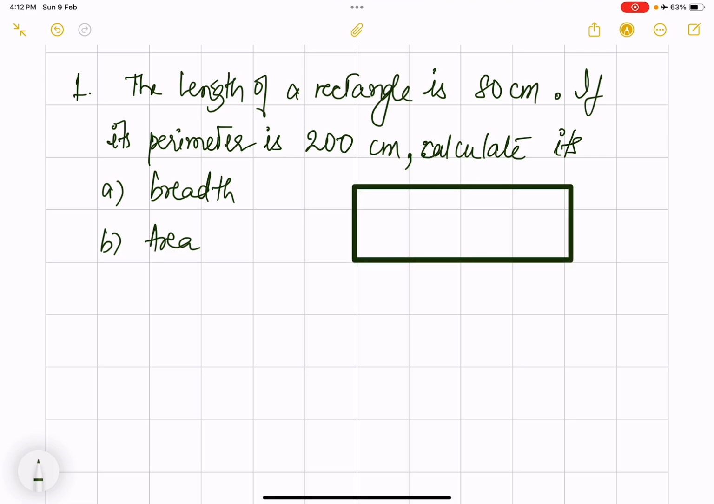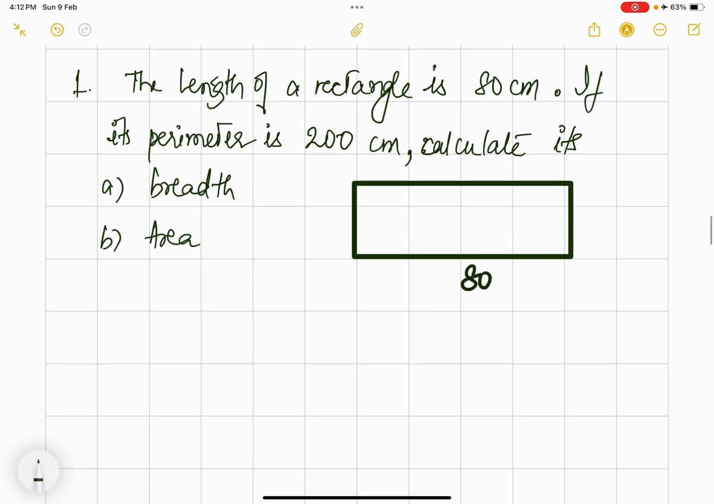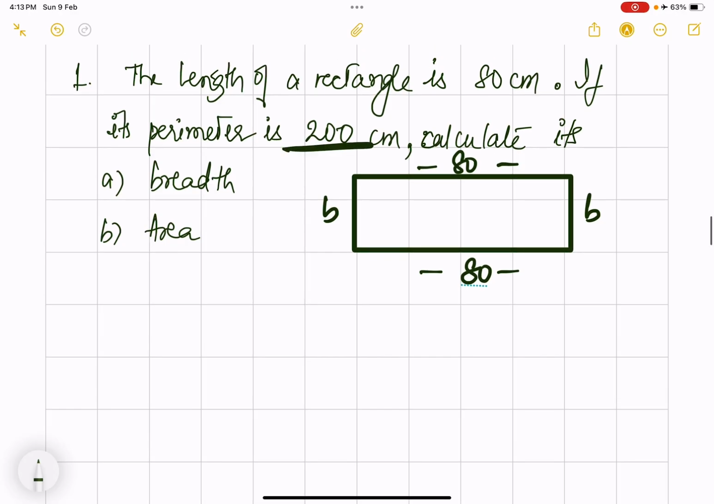It says that the length of a rectangle is 80. Okay, this will also be 80. Calculate its breadth, that's the A part. Let's call it B only. How do we find the perimeter? There was a way of finding perimeters: twice of length plus breadth. 80 plus B, that is equal to 200.